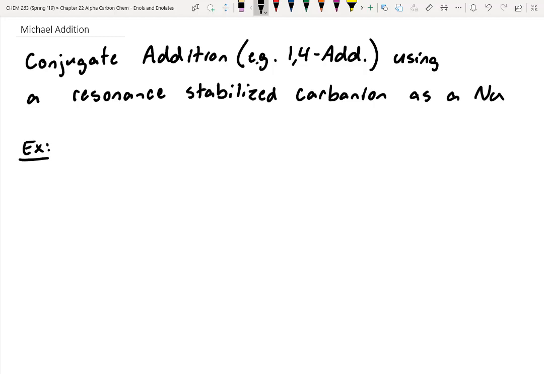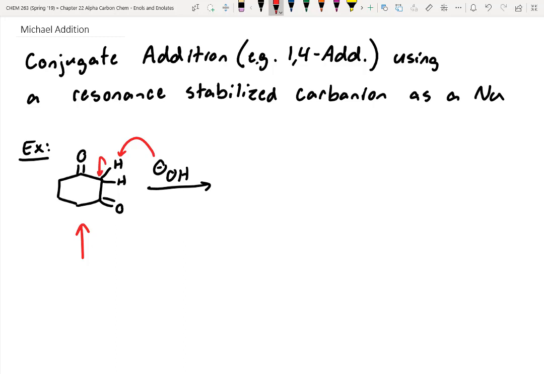All right, so let's take a look at this diketone. All right, so we could actually make this using a Claisen reaction, right? Because it's a 1,3 dicarbonyl. If you want an extra challenge, tell me how you would make this. All right, but anyways, maybe I'll put that on the next exam. All right.